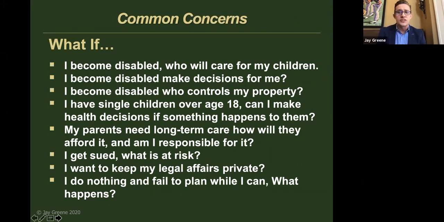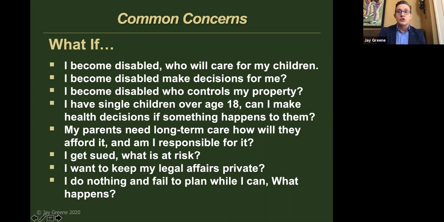Some common concerns that a lot of people step into my office with are: what happens if you become disabled? Who's going to care for your children if you become disabled? Who's going to care for you, and who's going to make decisions for you? Who's going to decide what happens with your property? Who's going to make sure that you're okay and that your property is being used for you and your loved ones? If we have single children over 18, how do we make sure that we have some authority over them if something happens to them?